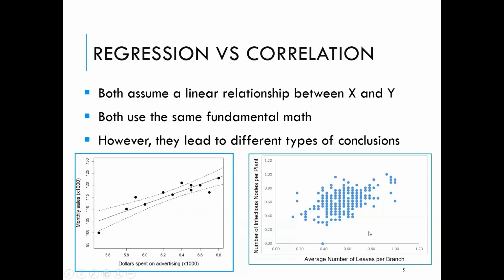On the right side we have correlation. We have the average number of leaves per branch and the number of infectious nodes per plant. So neither of these can be controlled or manipulated by the researcher. They're both just observational variables. So here the slope does not matter and we cannot make predictions from an equation.